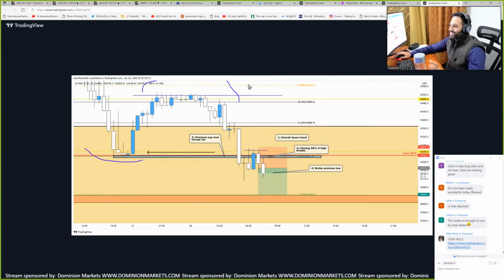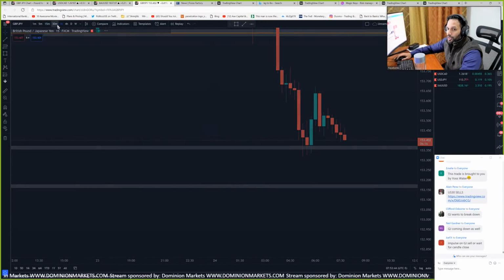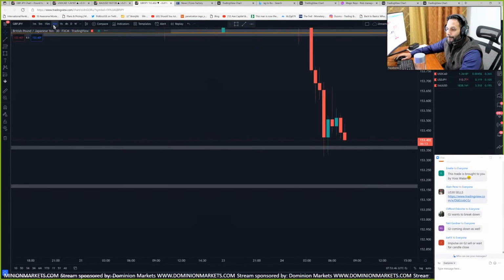All right, let's take a look at this US 30 here. Broke previous low, took the sell, closing 50%. Oh, very nice. Should be volume to continue down. Pound yen. Yeah, pound yen should also. This candle's about to close, man.